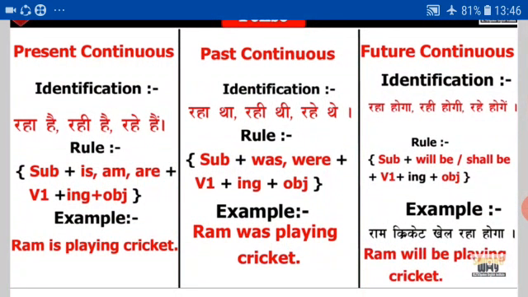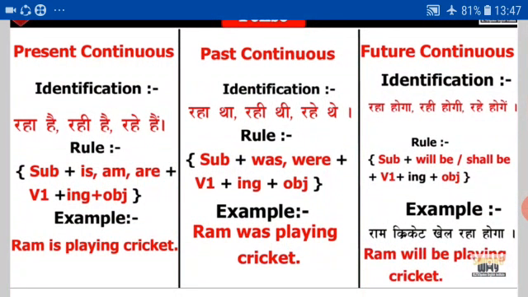Ram was playing cricket. For a singular subject we are using was here, but if we have a plural subject then we have to use were. And if we are using these sentences in negative, then we will use not after was or were. If we are using an interrogative sentence, then we will use was or were in the beginning of the sentence.